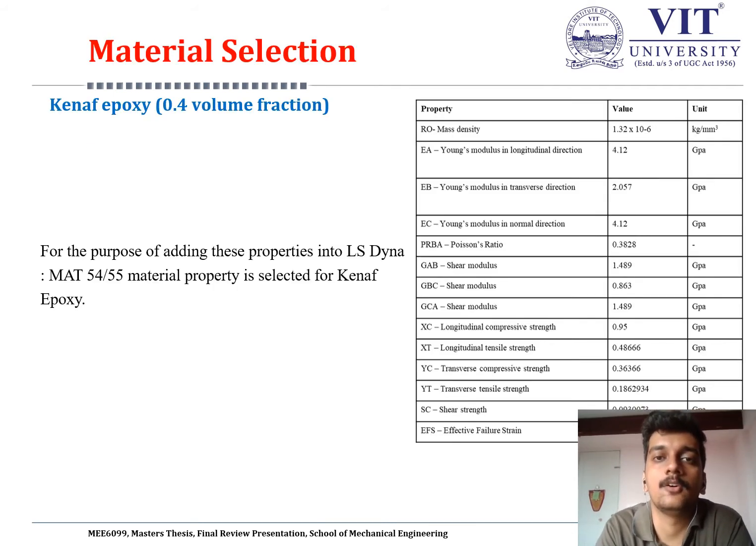For the material selection of natural fiber composite, I have chosen Kenaf epoxy with 0.4 volume fraction for Kenaf fibers. This material is chosen as natural fiber composite as it delivers very good properties for mechanical characterization as well as the crashworthiness. So for the purpose of adding these properties into LS-DYNA directory for LS-DYNA pre-post, I have chosen the MAT 54/55 material model. And on the right side, you can see the different types of material properties. For example, Young's modulus, Poisson's ratio, shear modulus in different directions, etc.